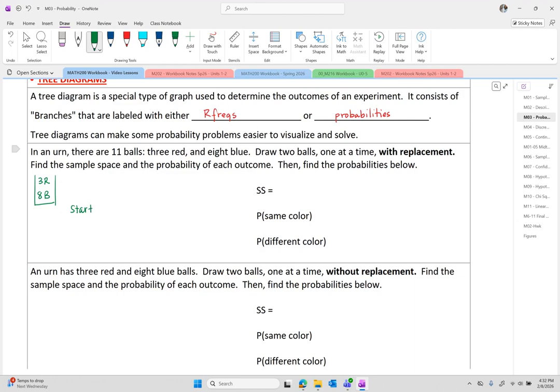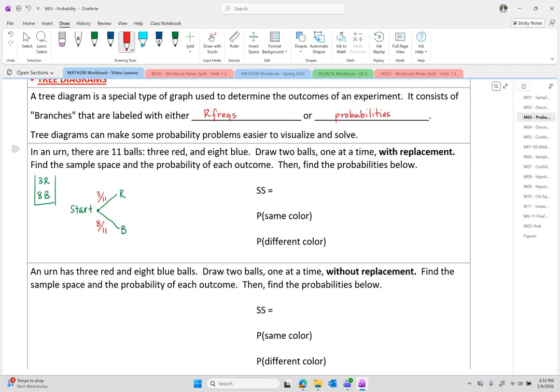So we start here. We haven't done anything, and we are about to select our first ball, and it could be red or it could be blue. If it is red, we have probability 3 out of 11 to pick a red. And if it's blue, we would have a probability of 8 out of 11 to pick a blue ball. Whatever ball we pick first, this experiment is done with replacement. We will put it back in. So our urn continues to have 3 red and 8 blue balls.